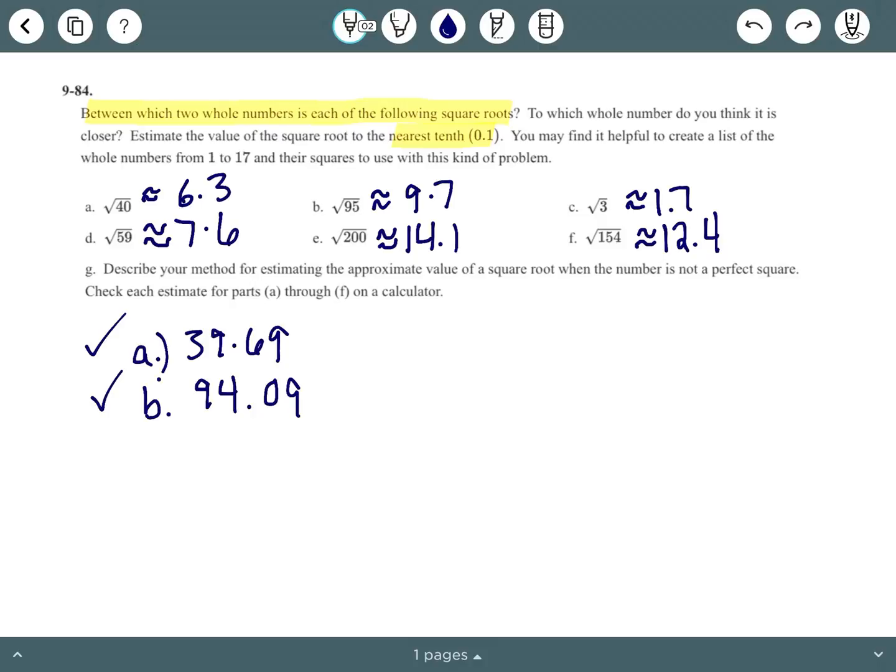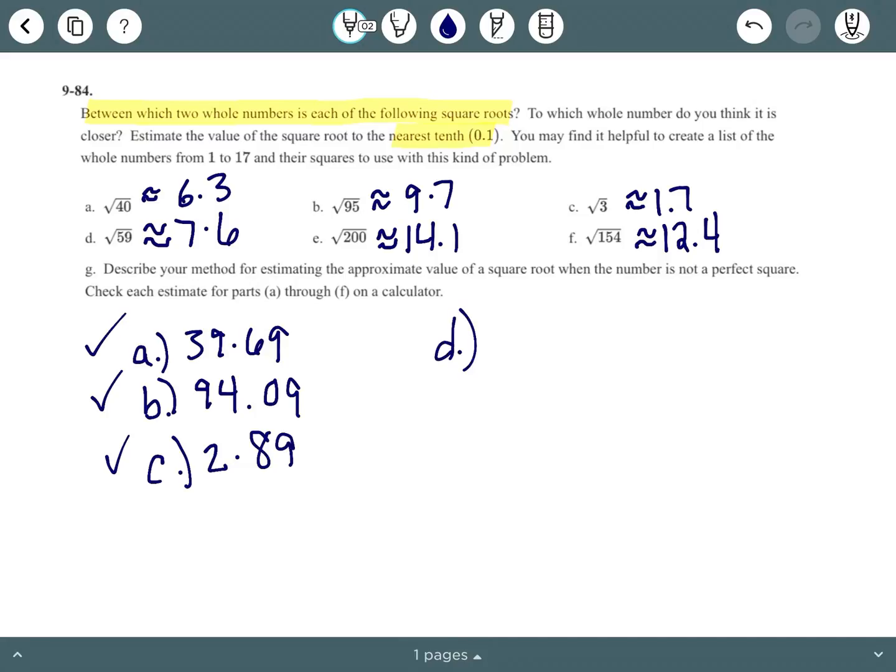All right, part C, we had an estimate of 1.7. So to check that in our calculator, we're going to do 1.7 squared button, enter, 2.89. That works quite nicely.